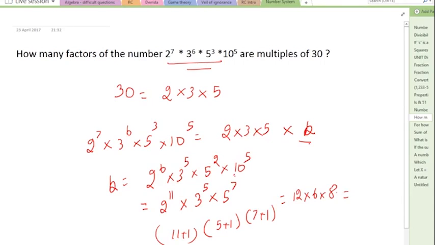unless I have made a mistake. But yeah, so that should be the answer. I haven't made a mistake, right? Because I think I was getting a different answer by people on the page. Yep, 756 is not the answer actually. Yeah, 12 into 6 into 8. So this is how I'll do this.